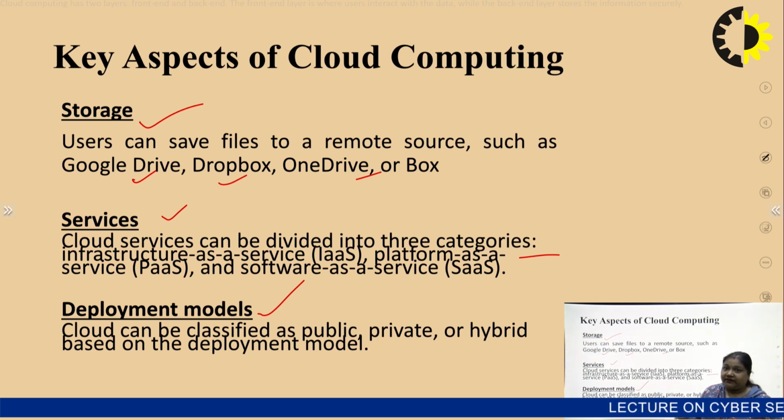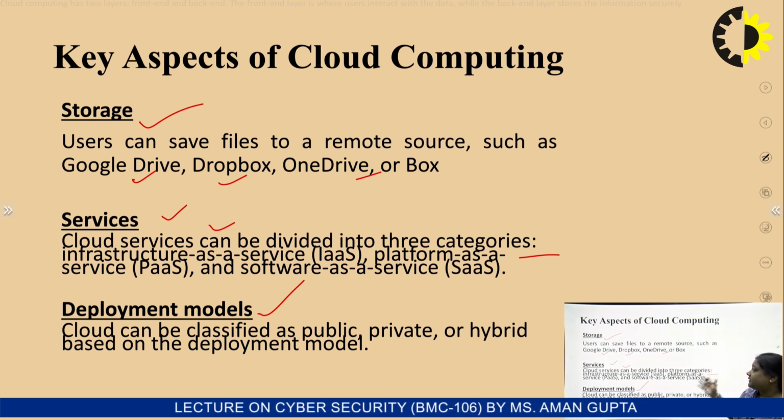different types of services residing on a cloud computing server, like IaaS, infrastructure as a service. We can discuss all these in our later slides. Platform as a service and software as a service: IaaS, PaaS and SaaS.